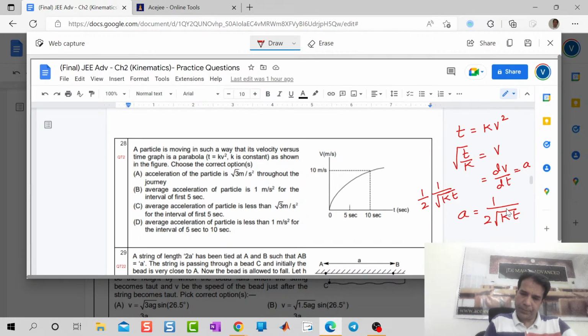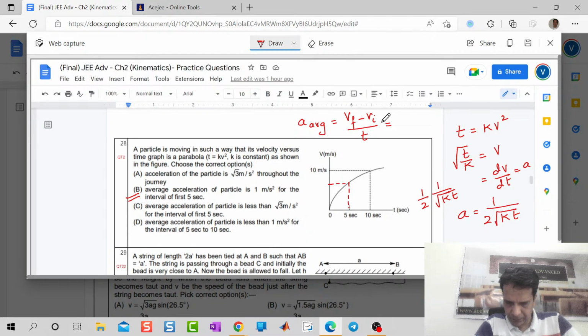Now let's talk about part B, average acceleration of the particle. Average acceleration in this duration 0 to 5 seconds, the first 5 seconds. So what is the average acceleration definition, beta? Sir, v final minus v initial over the time taken. Sir, we can find out k by substituting the values of 10 seconds and 10 meters, the point that we are given. So we get k equals 1 by 10. So k is 1 by 10.